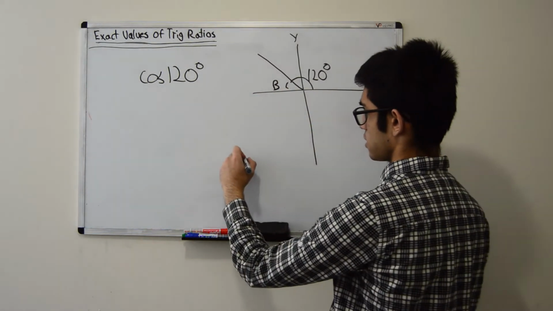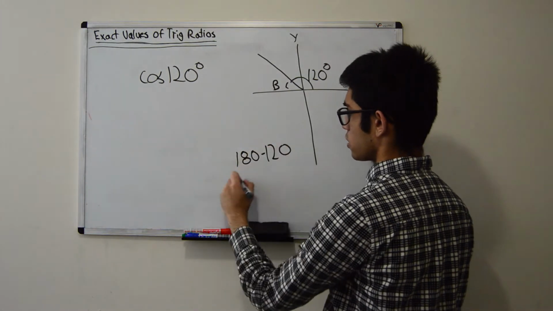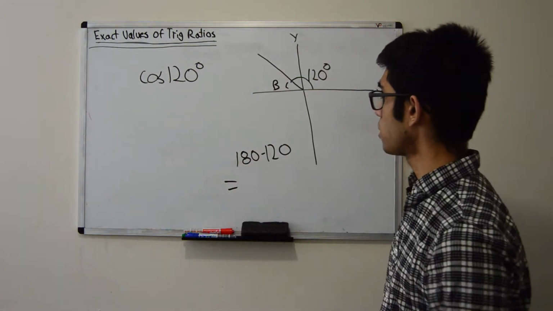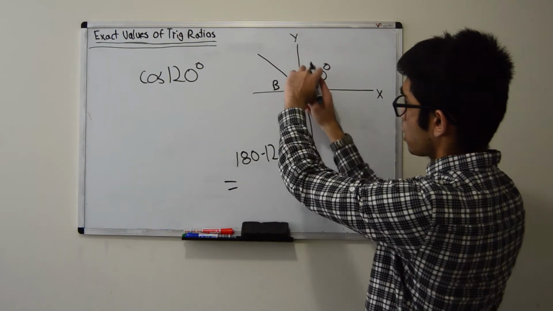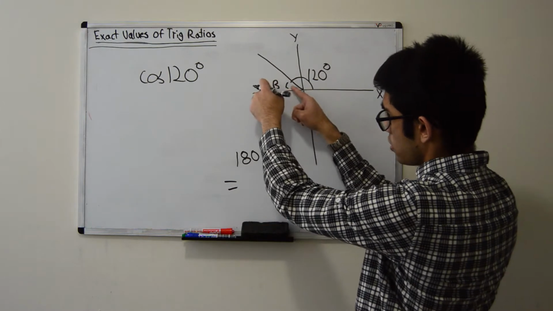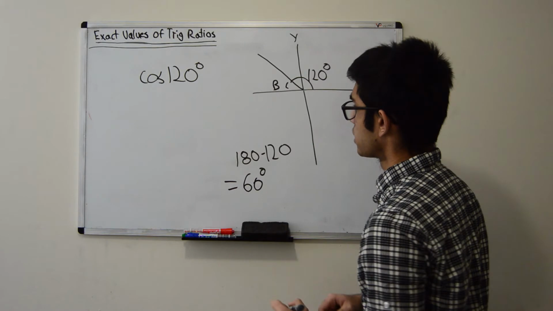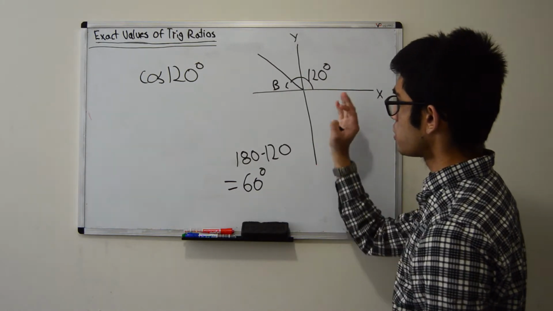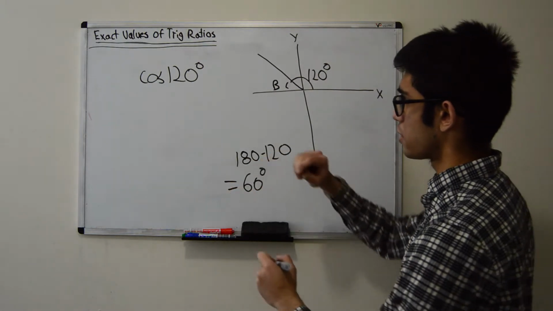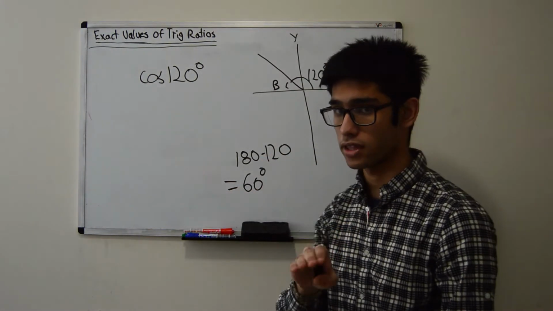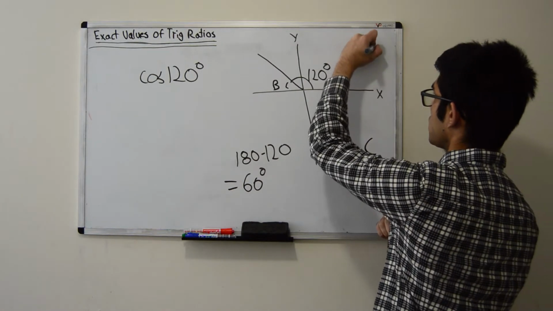Beta in this case is 180 minus 120. Why is it 180 minus 120? Because this entire region here is 180 degrees. I've only gone 120 degrees, so I only have beta degrees left, which is just 60 degrees. So instead of computing for 120, I will compute for cosine of 60, but I will have to change my answer, and the reason is the CAST rule, C-A-S-T.